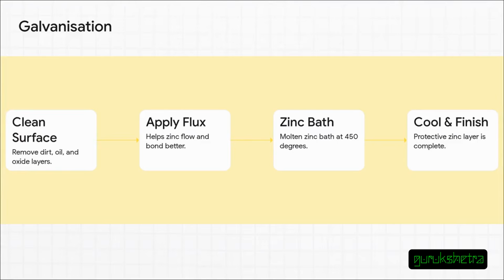The iron is dipped into a molten zinc bath sitting at a scorching 450 degrees Celsius. At this intense temperature, a complex electron exchange happens, binding the metals together. Finally, step 4, the metal is cooled, leaving a perfectly finished, rock-solid protective zinc layer.